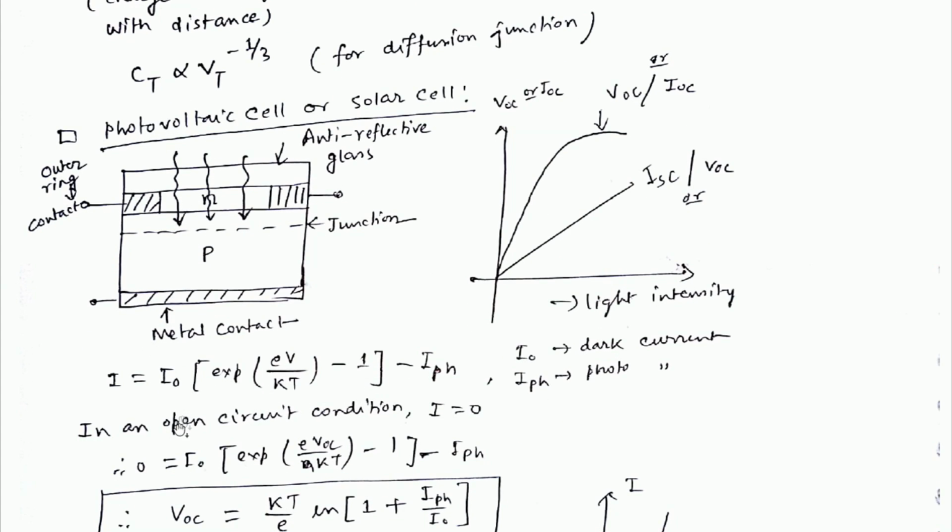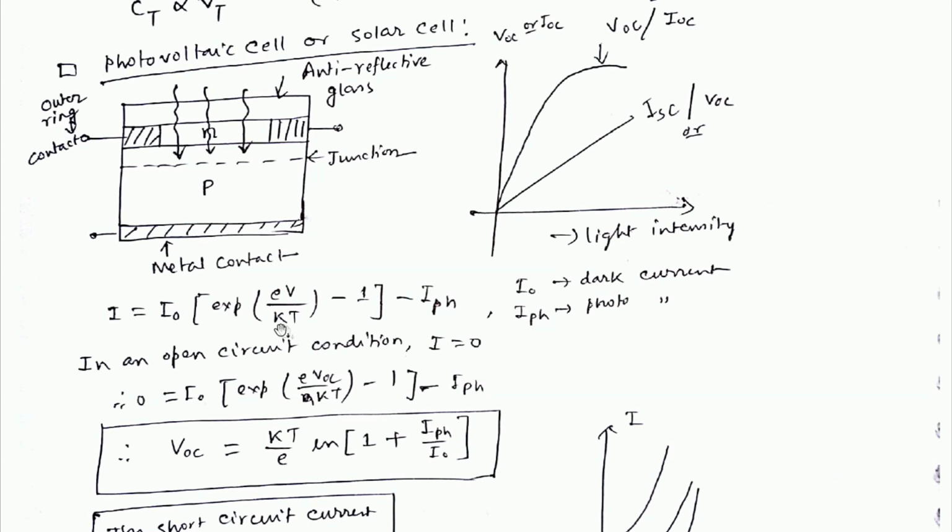So as you can see, in the dark condition, we got I equals I naught times exponential of eV by eta kT minus 1, this portion only, but for this photovoltaic cell you get an extra term, minus IPH. So in an open circuit condition, this I is 0, therefore the current should be 0, meaning this is 0, and from here you get VOC, open circuit, equals kT by e ln of 1 plus IPH by I naught. So using this formula you may be asked for any numerical on this topic.